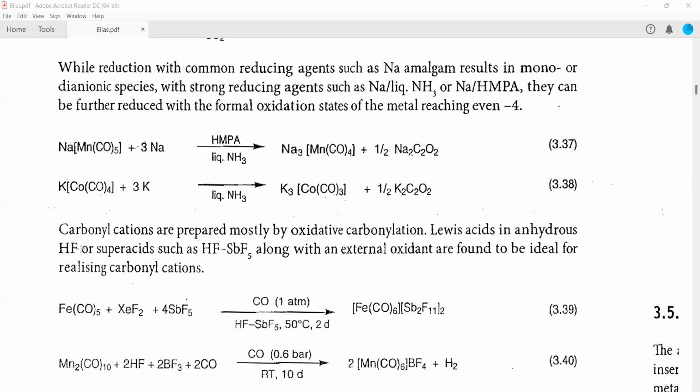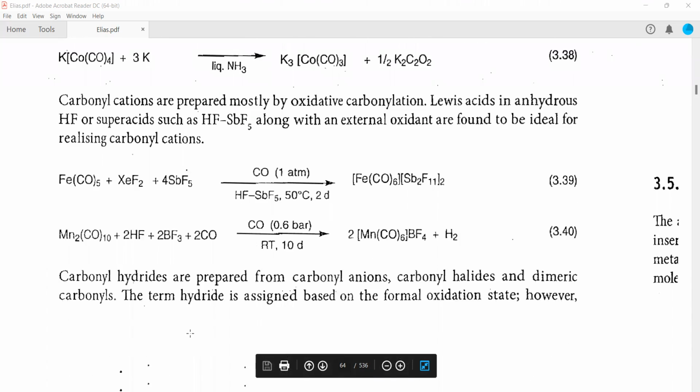So if you have iron pentacarbonyl in the presence of zinc fluoride and SbF5, under carbon monoxide pressure, you can easily form this positively charged carbonyl complex entity. But for all of this, you need some Lewis acid. So here there is PF3.